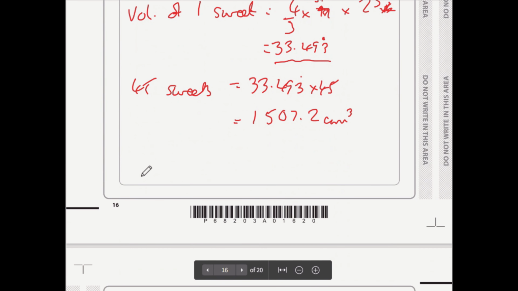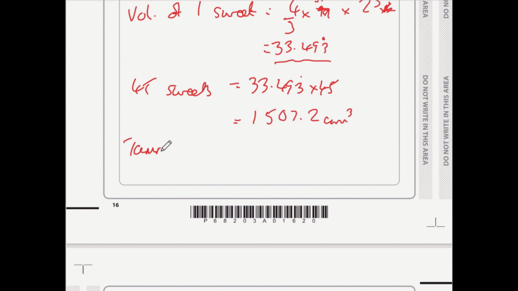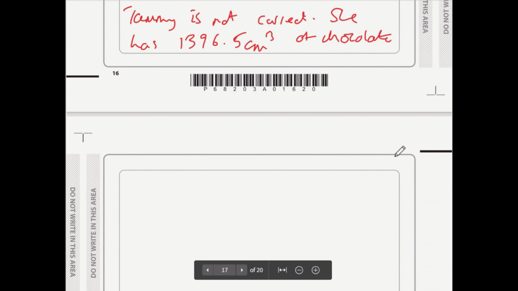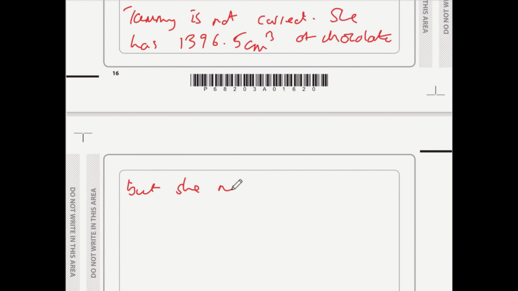So I forgot what her name was now. Tammy. Is Tammy correct? Tammy is not correct. She has, it was 1396.5 cubic centimetres of chocolate. I always find it quite annoying when you have to write the qualifying sentence at the end, but she needs 1507.2 cubic centimetres. Done. And that takes us to the end of this test.